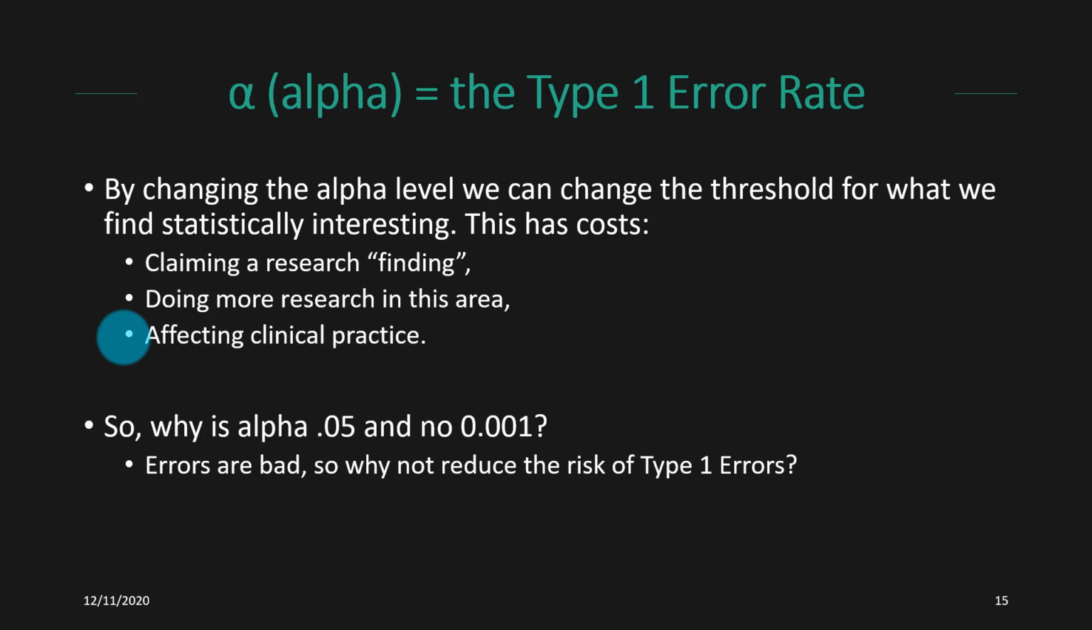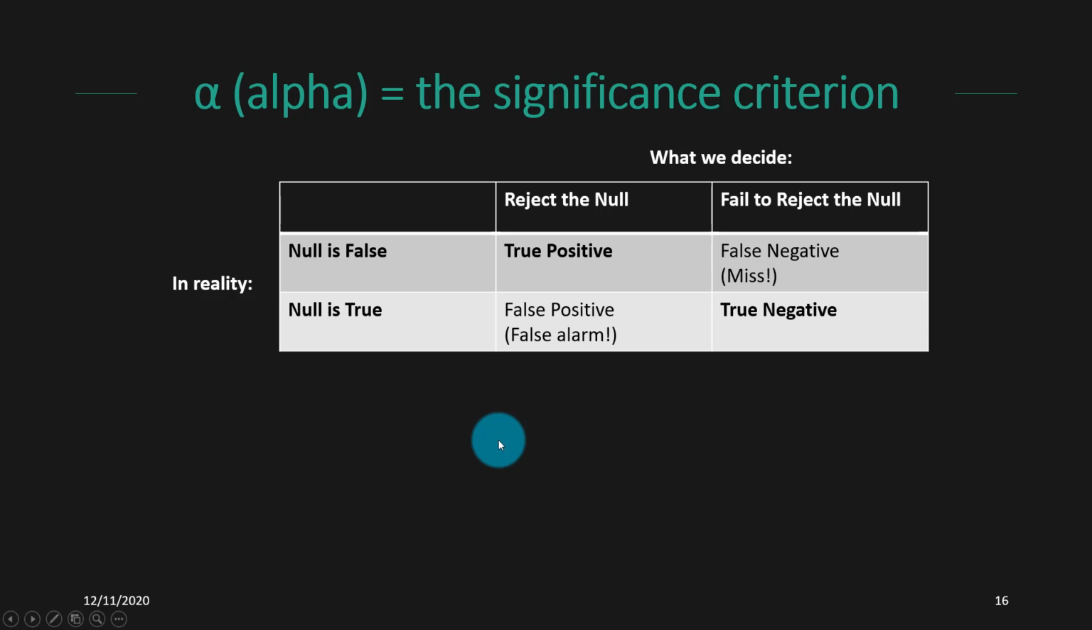So why then would we, for instance, set alpha at 0.05 and not 0.001? Which is to say, if type 1 errors are bad, why not reduce the risk of type 1 errors to an even greater extent? Why not make this threshold much more extreme? And the answer to that is that different types of errors trade off. And in the same way that we have type 1 errors, right, we also have type 2 errors.